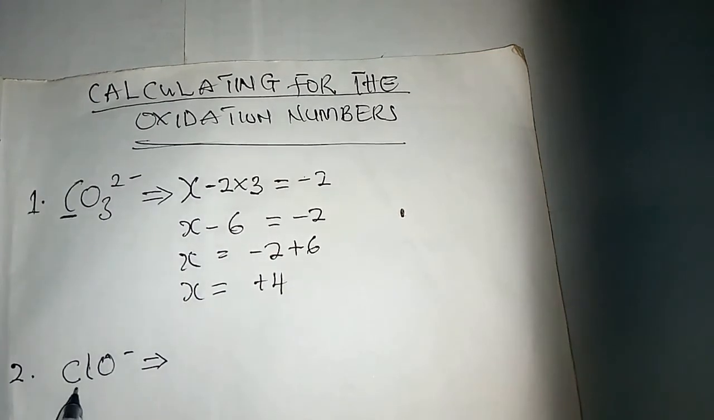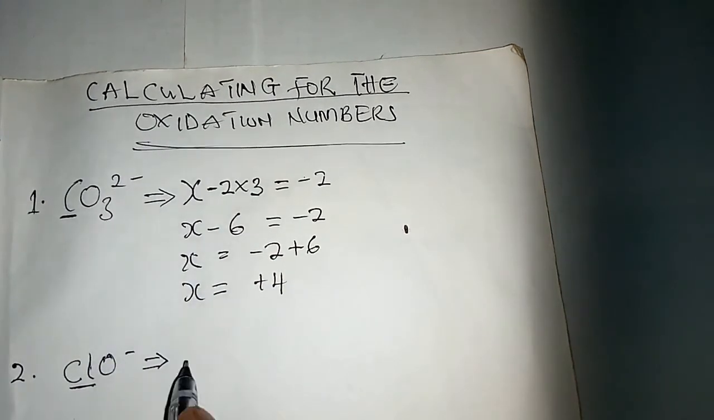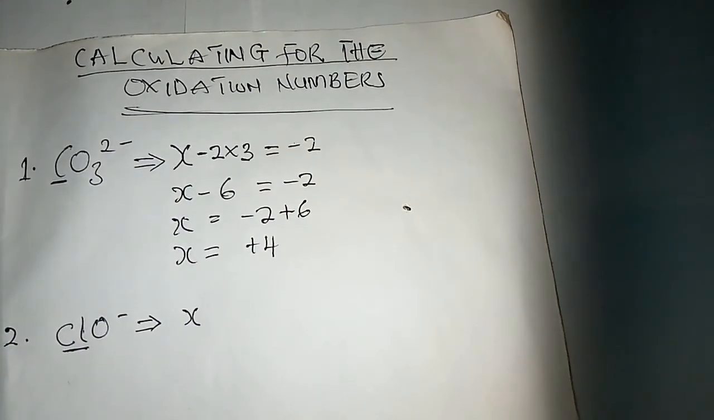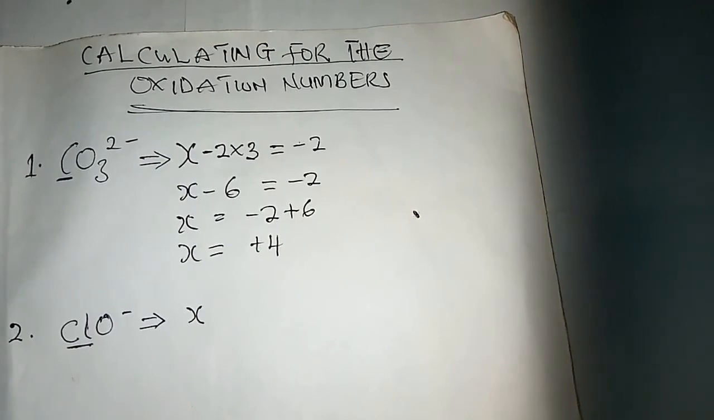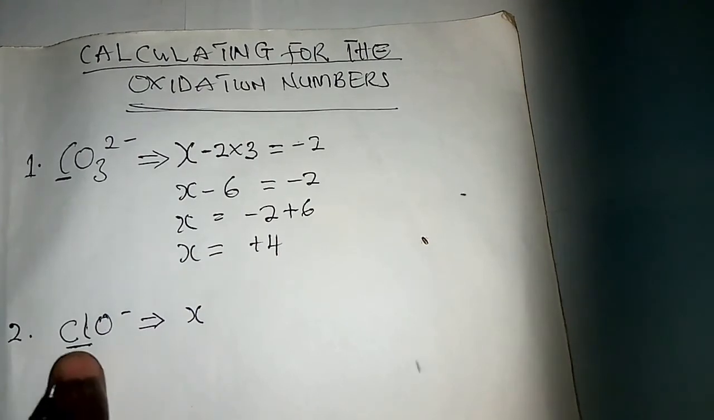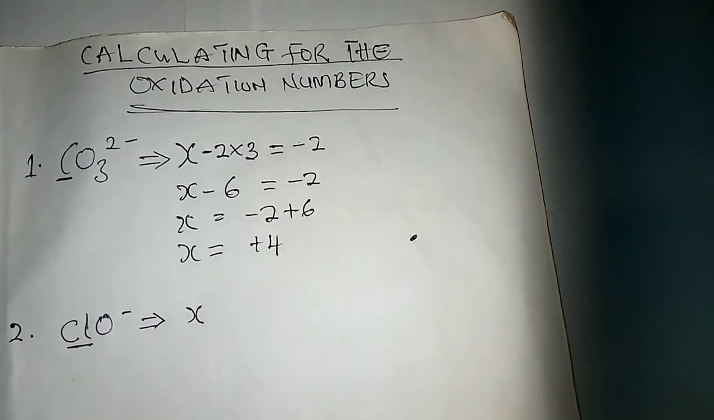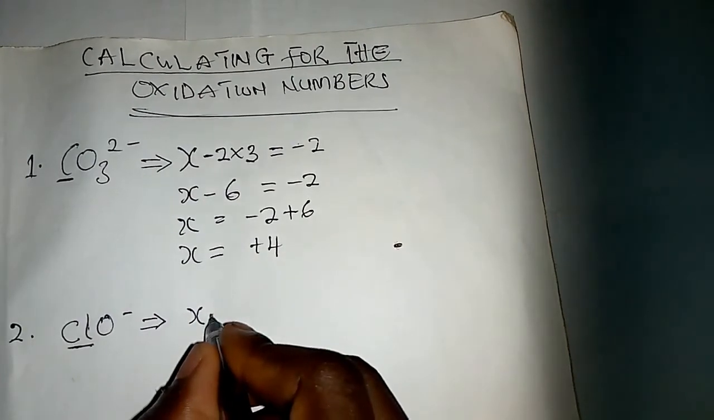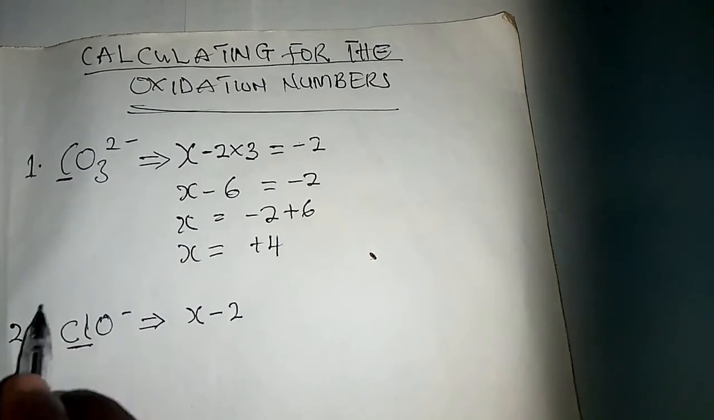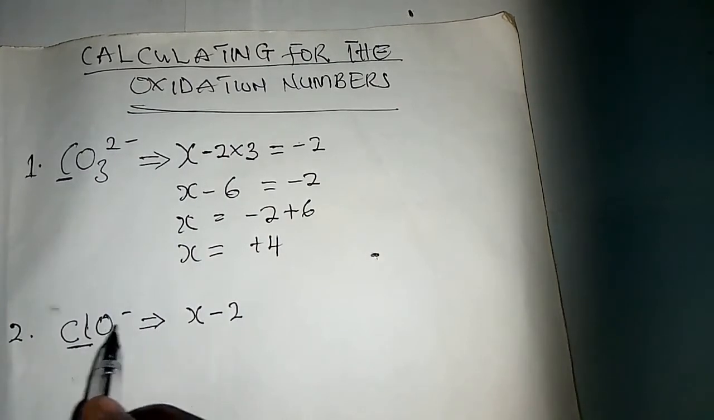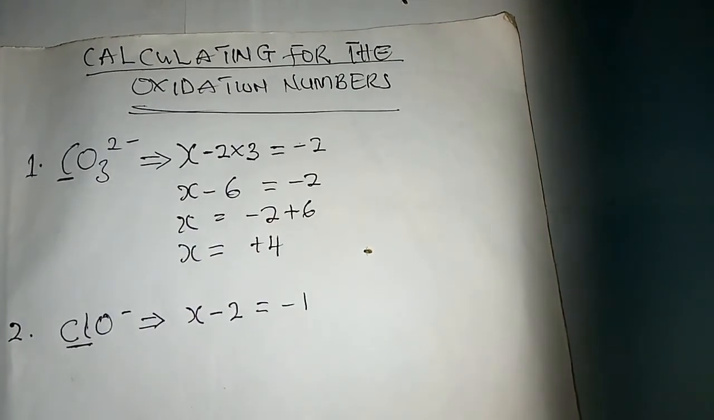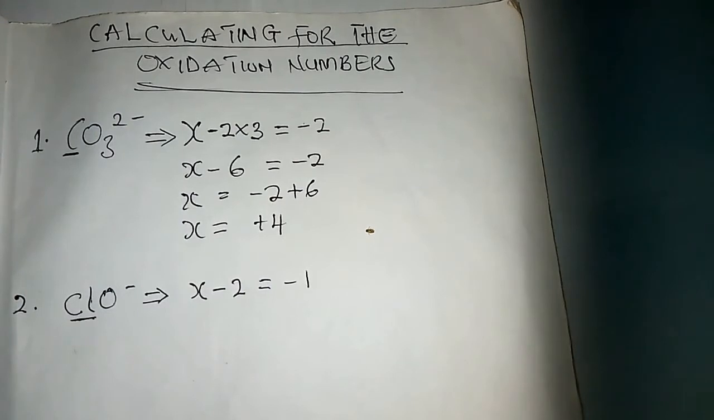So here the central atom is chlorine. So we replace that one by any variable, by X. I prefer using X because X is a very nice variable. Now you have X here, and then your oxygen is having a fixed oxidation number in this radical, which is minus 2. And I said that the algebraic sum of the oxidation states of the elements should be equal to the charge carried by the radical. So it's equal to minus 1, like this. So perfect, we can continue.